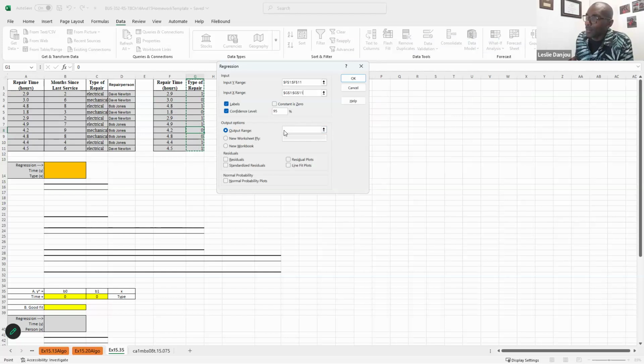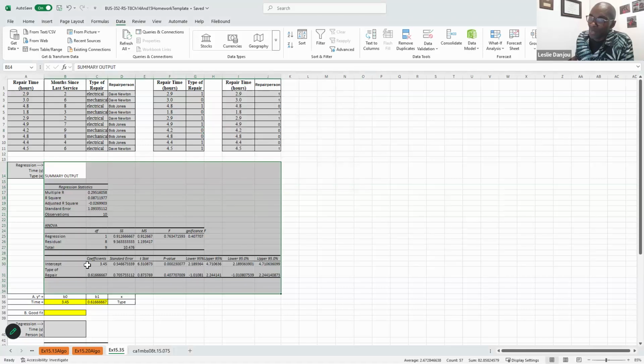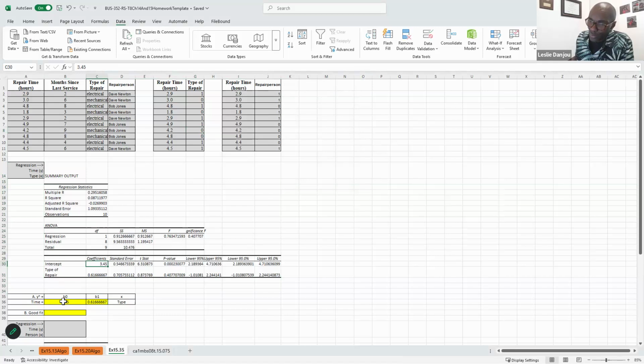All right, and we're going to put this output right here. Just press OK. Bam. Here is your B0, which shows up right here. Here is your B1, which shows up right here.